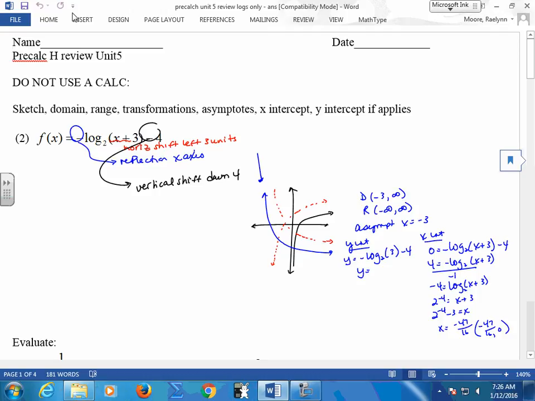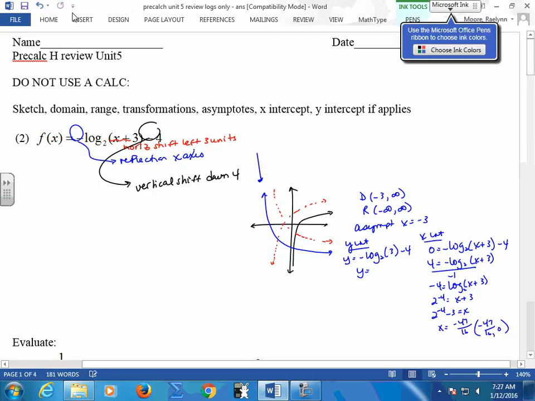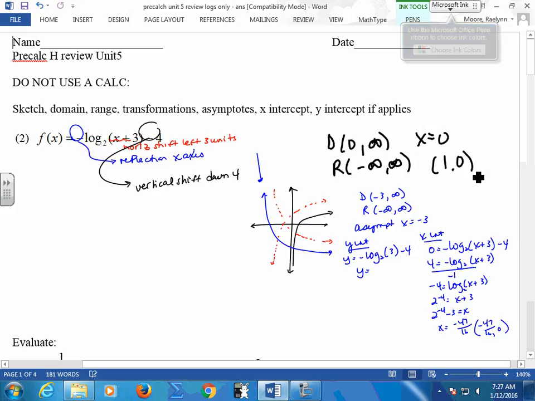And make sure you keep track of your domain and your range. Easiest way, make sure you start with your domain. Start with your original domain and keep track of where it's going. And keep track of your range. Keep track of your intercept and the x-intercept here. That's a good place to start.